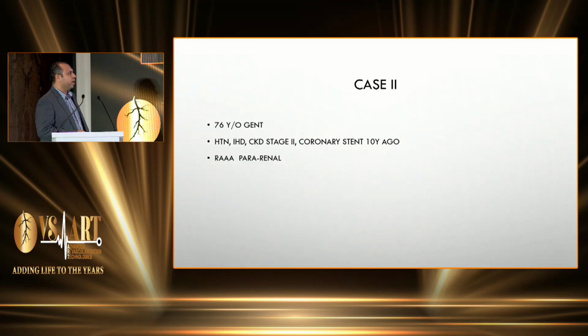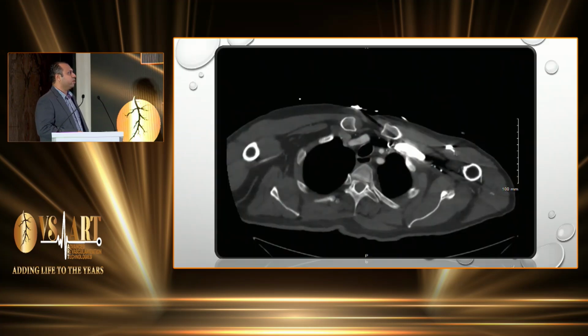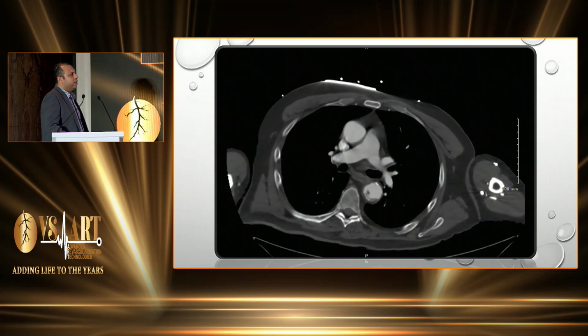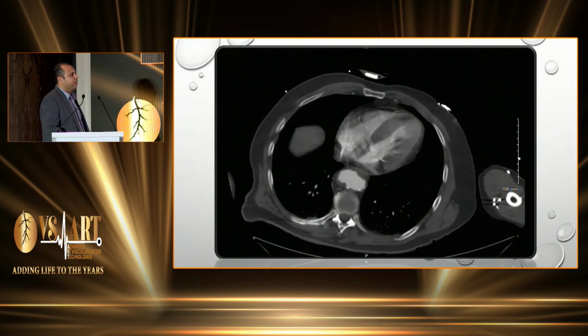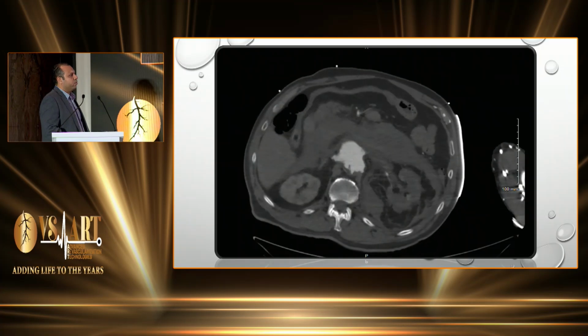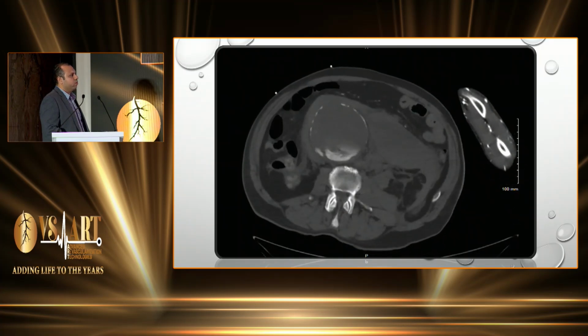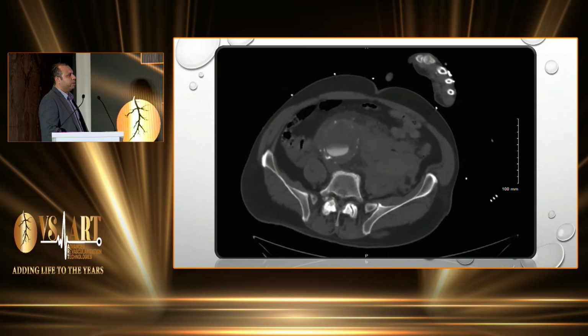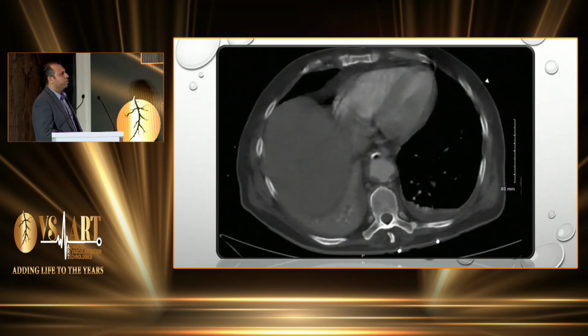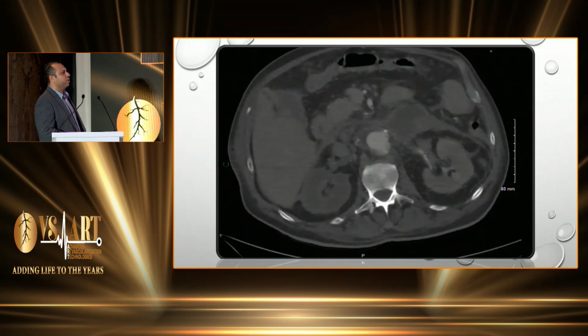The second one was a 76-year-old gentleman who is also hypertensive, with ischemic heart disease and previous coronary stents, and he presented with a ruptured AAA. So this is his pre-op CT scan, and it's one of the worst that I've had to deal with, to be honest with you. And as you can see, the aneurysm could be classified as type 4 thoracoabdominal or just pararenal, suprarenal kind of thing. So I ended up doing open repair for him with reimplantation of the left renal artery.